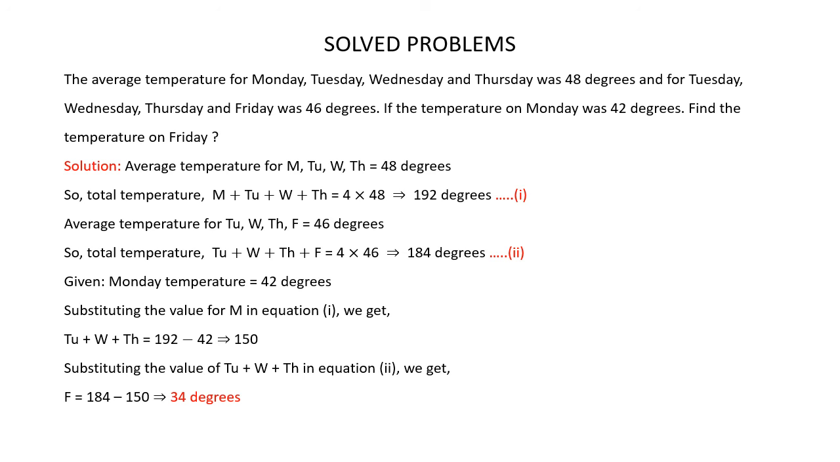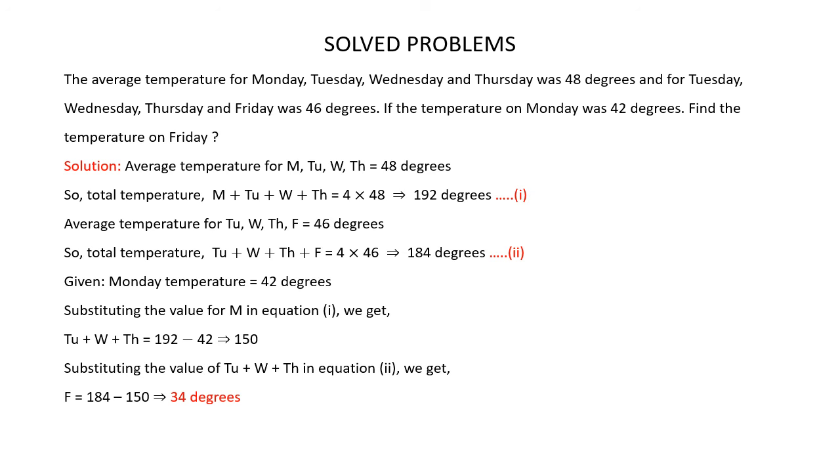So it's given that the average temperature for Monday, Tuesday, Wednesday and Thursday is 48 degrees. So total temperature is equal to number of days, which is 4 here, multiplied by the average temperature, which is 48. So the total temperature of Monday plus Tuesday plus Wednesday plus Thursday is equal to 4 multiplied by 48, which is 192 degrees. This is the first equation.